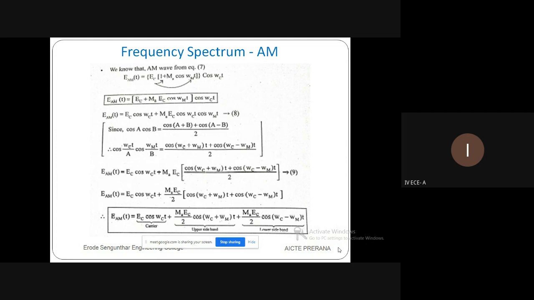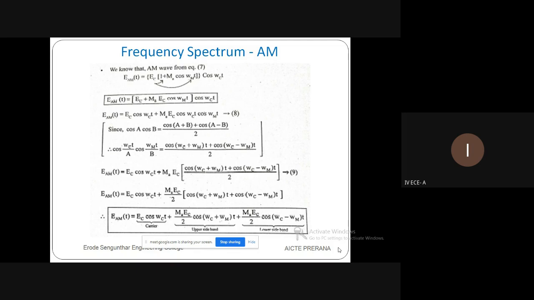Let us discuss the frequency spectrum of the amplitude modulated signal. Already we derived the amplitude modulated wave equation. Now multiply E_c and cos ω_c t inside, and you will get the equation as shown in equation 8. Now apply the trigonometric cos A cos B formula to equation 8. If you simplify, you'll get an amplitude modulated signal having three terms. The first term is the carrier signal, E_c cos ω_c t, the second term is the upper sideband, (m_a E_c/2) cos(ω_c + ω_m)t, and the third term is the lower sideband, (m_a E_c/2) cos(ω_c − ω_m)t.